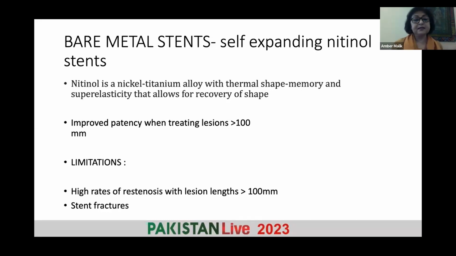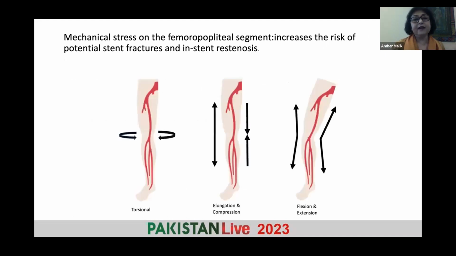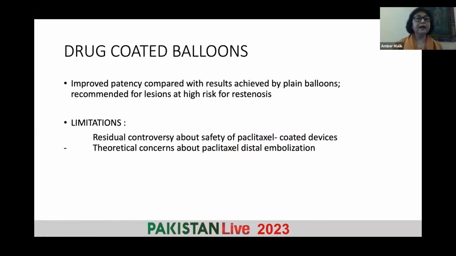Limitations, as we said, are high rates of restenosis if you put in more than 100 millimeter length of stent, and stent fractures. And why do they fracture? They have torsional forces here, they have elongation and compression in this section, and then there's flexion and extension. So you need a lot of radial strength for these. So then we'll come back to the stents again.